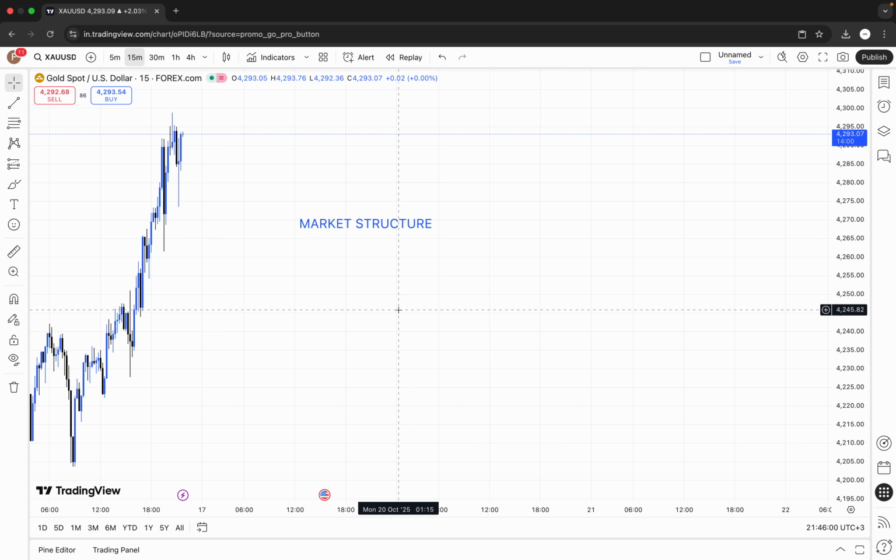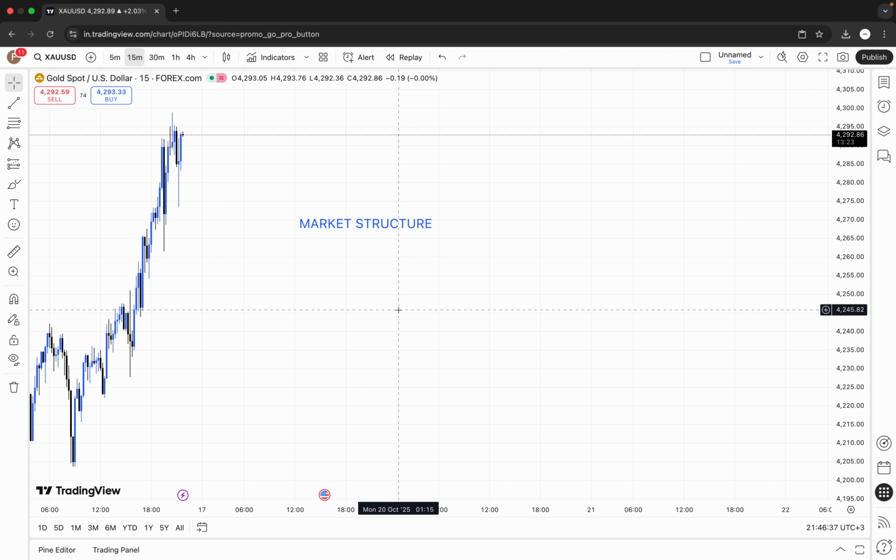Market structure refers to the overall framework of patterns and price movement in the market. What is important is that it helps traders identify current price conditions, identify trends, and find supply and demand, creating swing highs and swing lows. It's very, very simple.